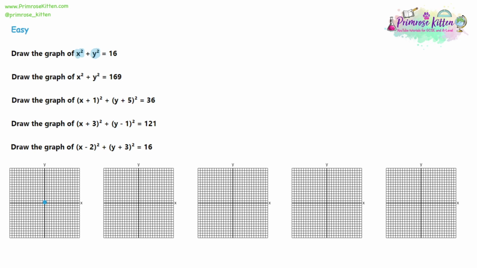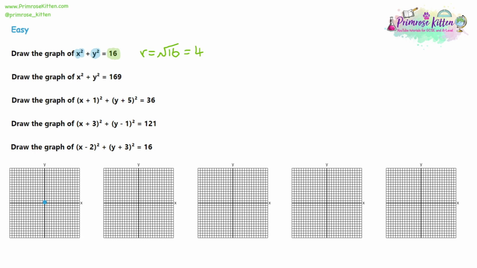Now the second thing is how big the radius is. That's given to you by the equals number at the end. And so in question 1 we've got 16. Now it doesn't mean that the circle is 16 wide or the radius is 16. The radius is going to be the square root of that number. And the square root of 16 is 4. So the radius of the circle is 4.